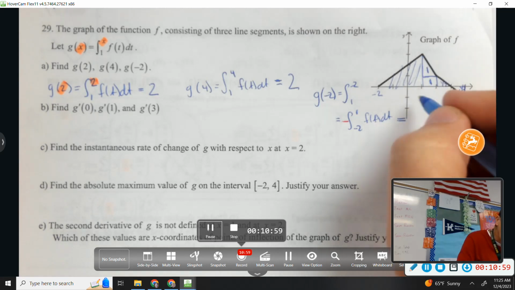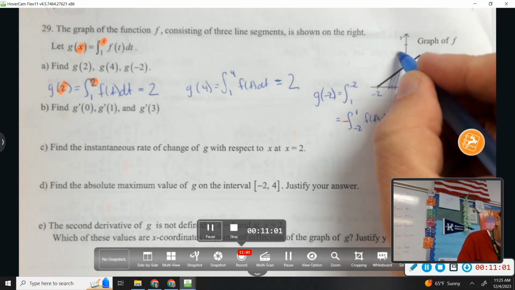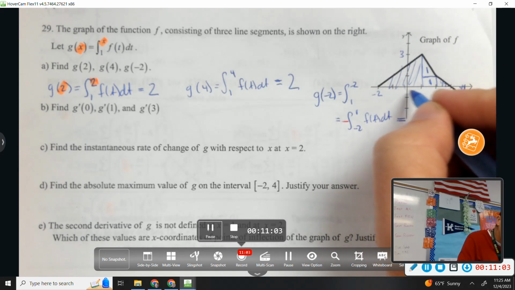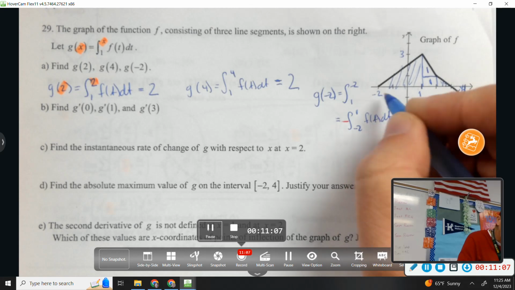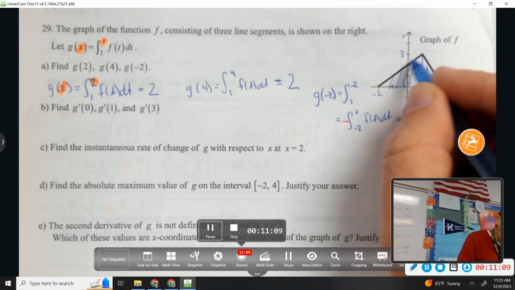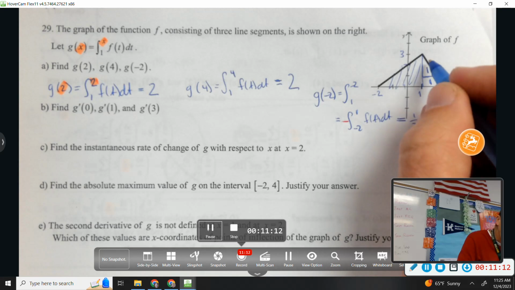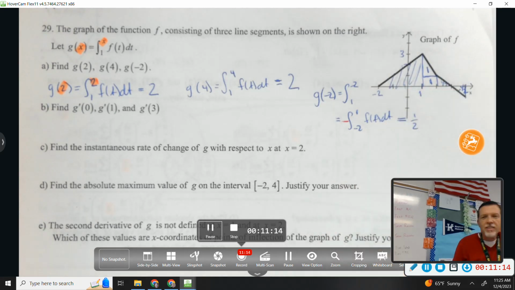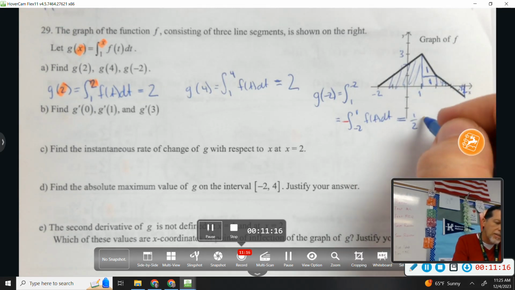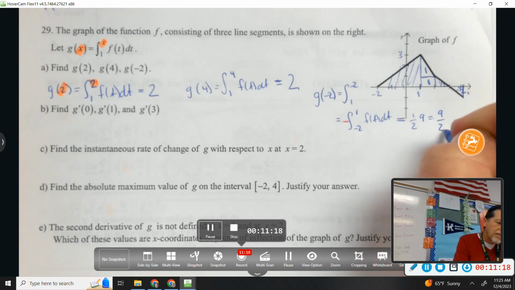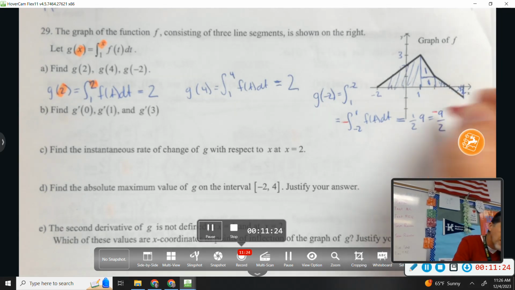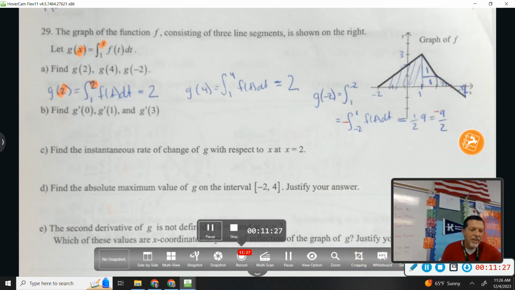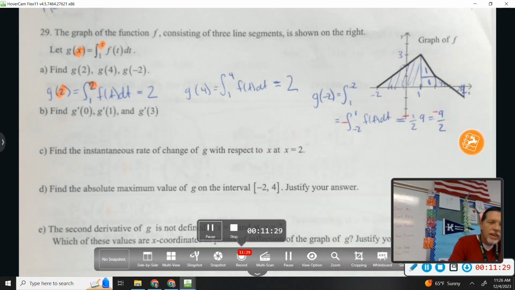Okay, let's see. So this 1/2 base times height. Base is 3, height is 3. Oh, it just looks weird because the scales aren't the same. So 1/2 times 9 is 9/2. Negative. I did that last period too. I made a big point about putting the negative out there, and then I forgot to include it in my answer.